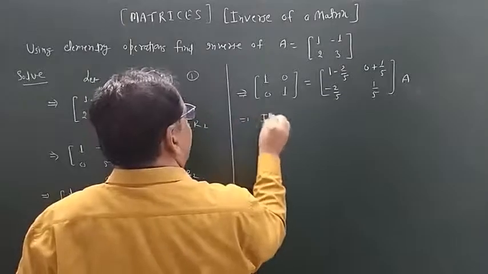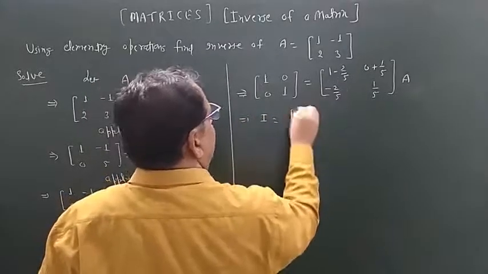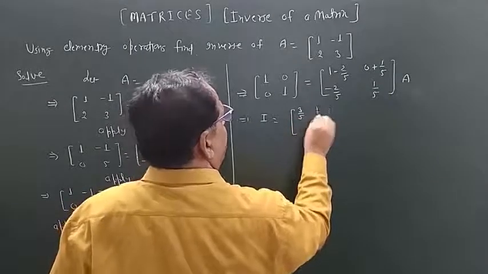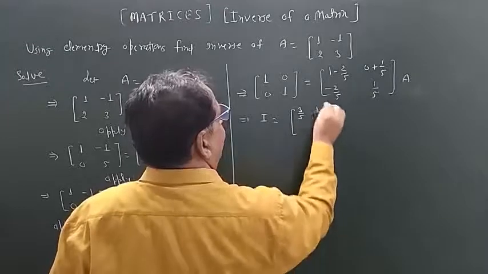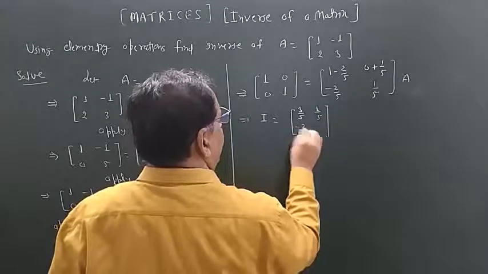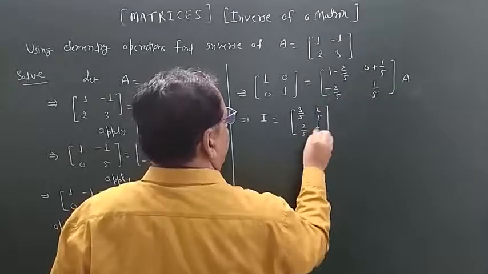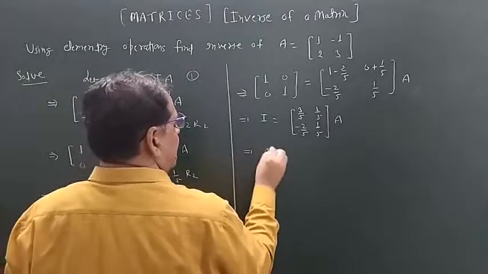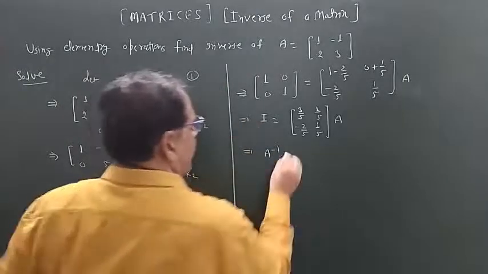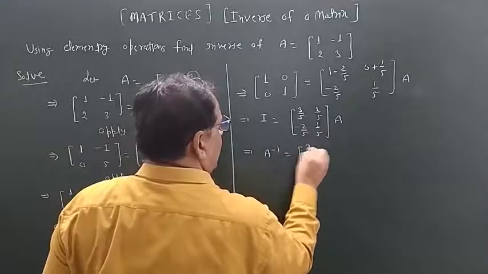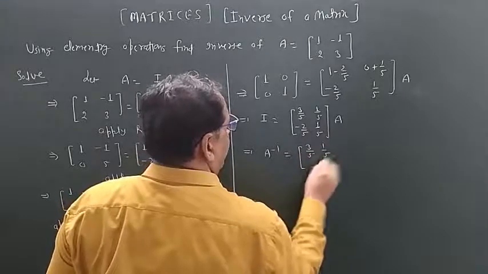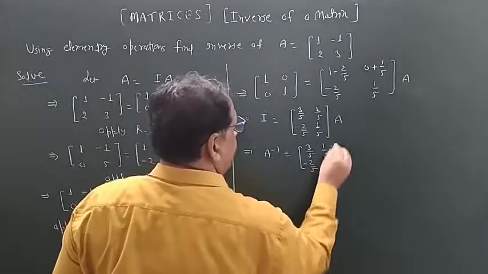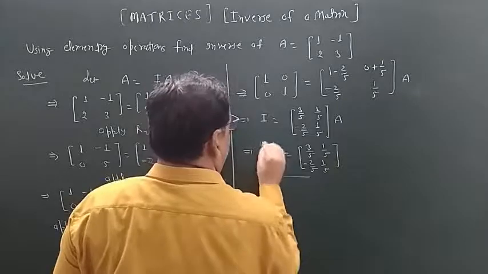This is I equal to, after simplifying we have 3 upon 5, 1 upon 5, minus 2 upon 5, 1 upon 5, A. Now A comes here, so this becomes A inverse. After multiplying with identity matrix, there is no change. Now we have A inverse equal to 3 upon 5, 1 upon 5, minus 2 upon 5, 1 upon 5. So this is the inverse of the given matrix.